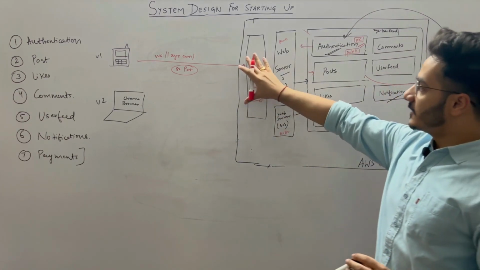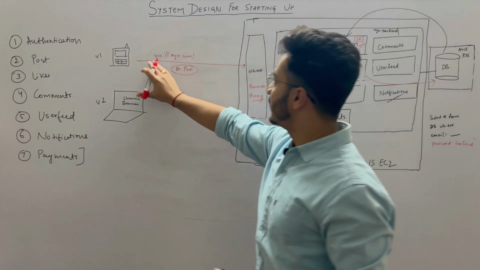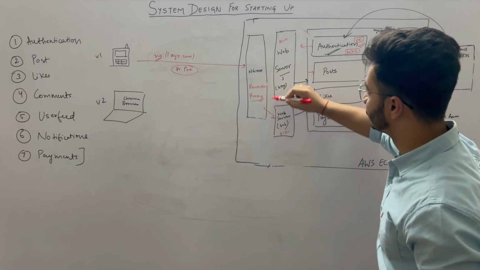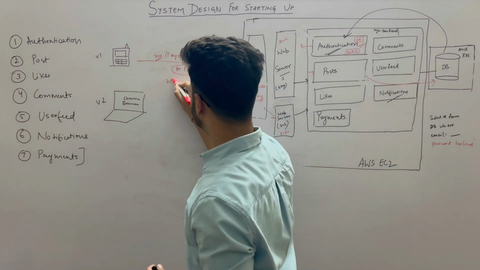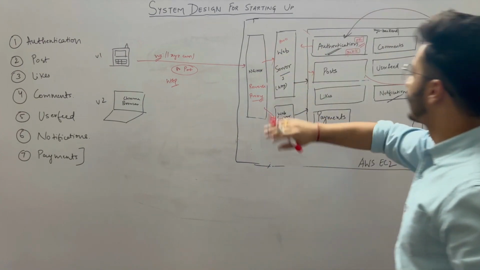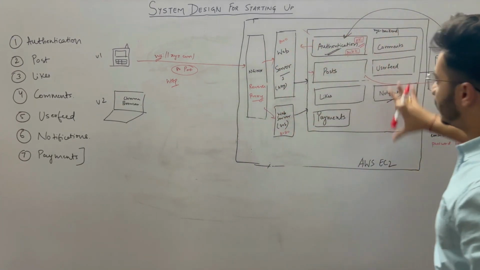So now what this reverse proxy will do is, if the request is coming from WebSocket, then it will route the traffic to this web server, and if it is coming for HTTP, then it will route the traffic to this web server, and automatically the web servers will handle these things.